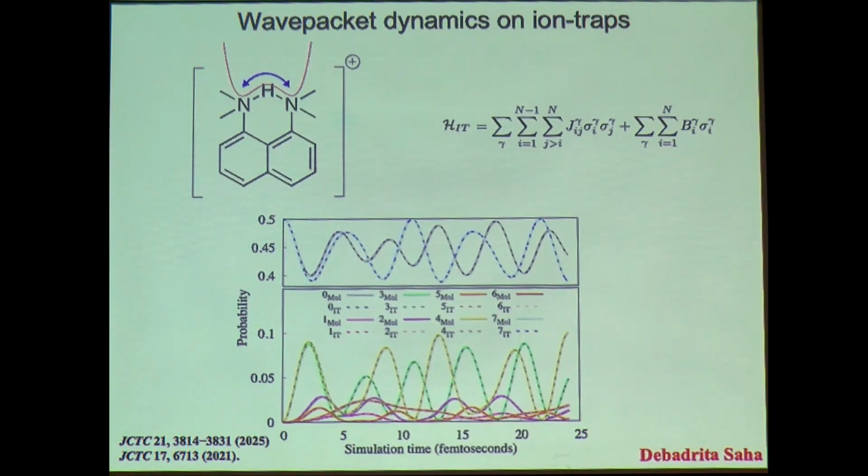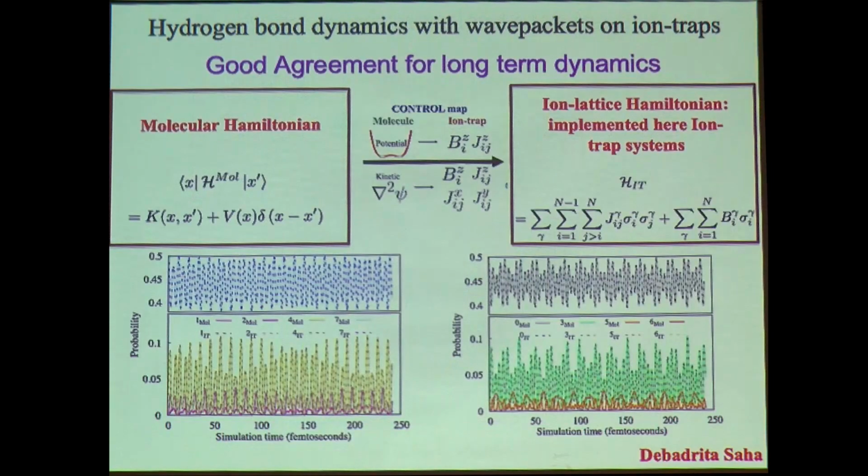One is actually the classical calculation of the Hamiltonian dynamics for the wave packet, and the other is the dynamics of this ion trap, and they match exactly. They match exactly for any length of time. So the previous simulation was short, and there's a long simulation. They give you exactly the same result.